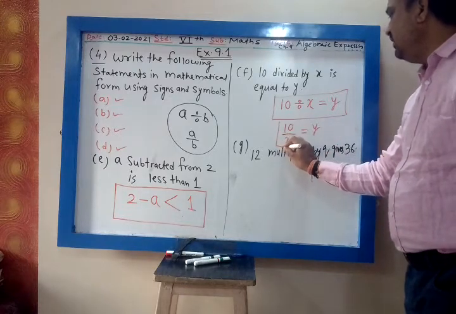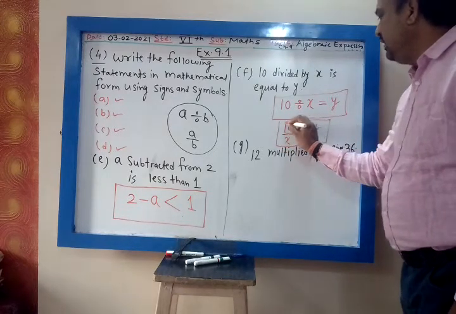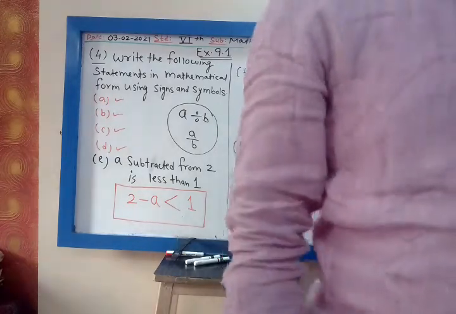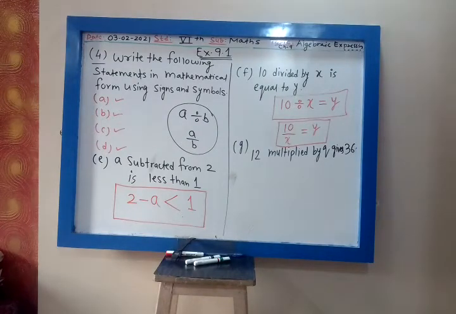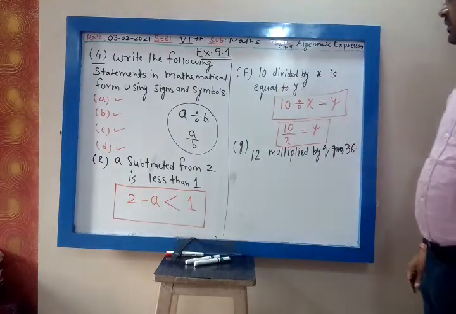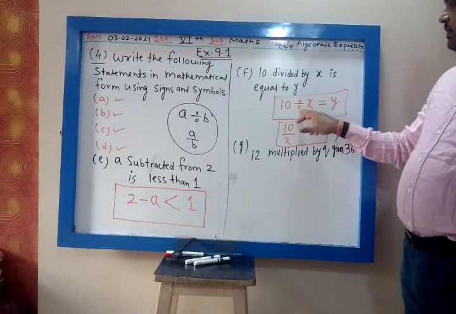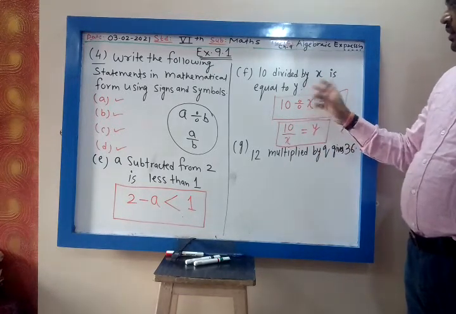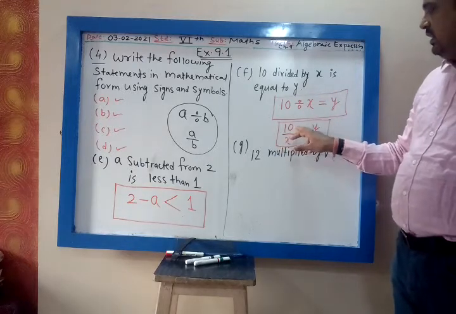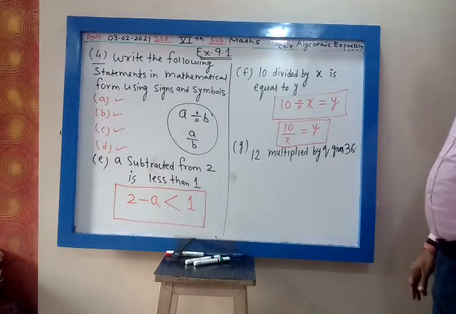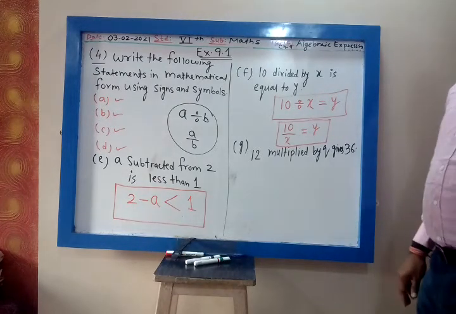You can write in the second way also. 10 divided by x is equal to y. Any way you can write. So 10 divided by x is equal to y, or you can write 10 upon x is equal to y. Both are same.